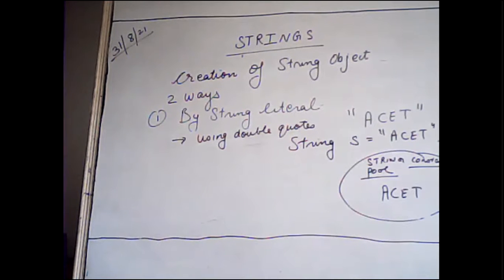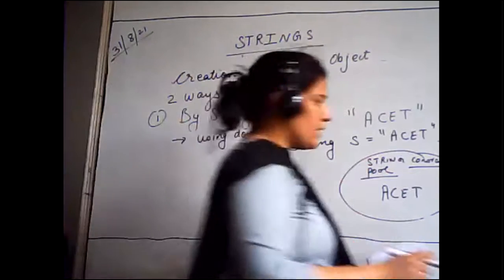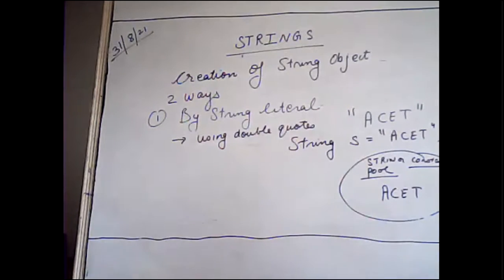So the string constant pool works like this: each time we create a string literal, the JVM will check that particular string in the constant pool.